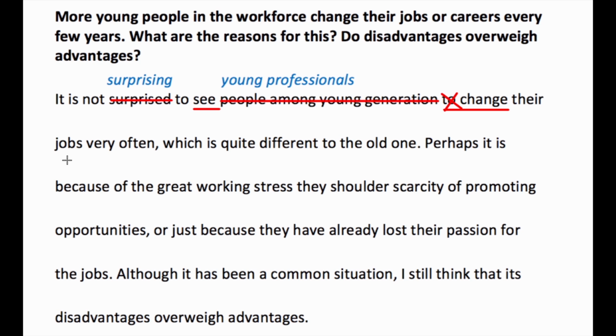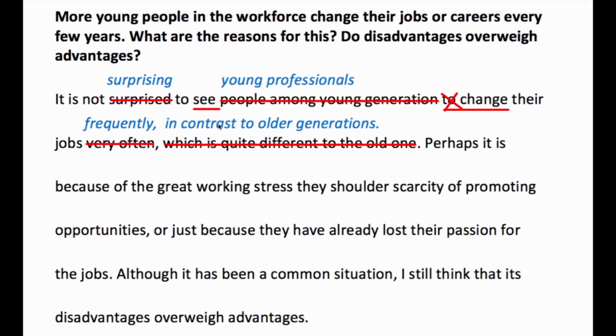Okay. In the second line, there are a few issues as well. First of all, very often is okay, but there are better, more academic ways to say the same thing, like frequently. Finally, in this first sentence, we've got this, which is quite different to the old one. The old one, they mean the old generation. They want to say that the young generation is different to the old one. I understand what they mean here, but this isn't the best way to say it. A better way to say it would be using words like in contrast to. So let's try in contrast to older generations.